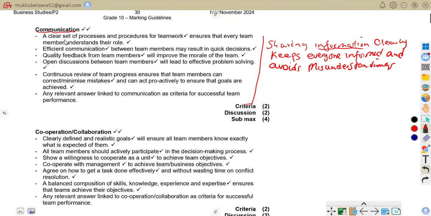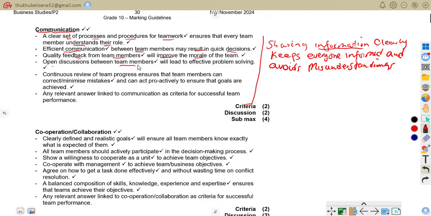So as it says, a clear set of processes and procedures for teamwork ensures that every team member understands their role. It is going to ensure that everyone understands his or her role. Efficient communication between team members may result in quick decisions. Quality feedback from team members will improve the morale of the team.